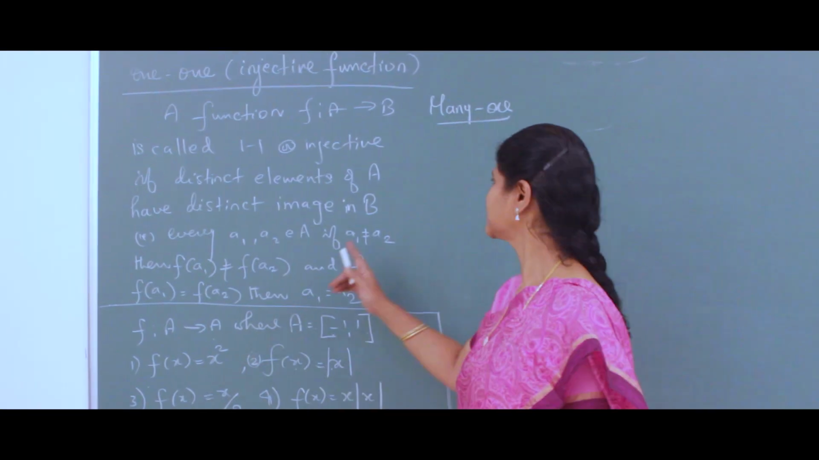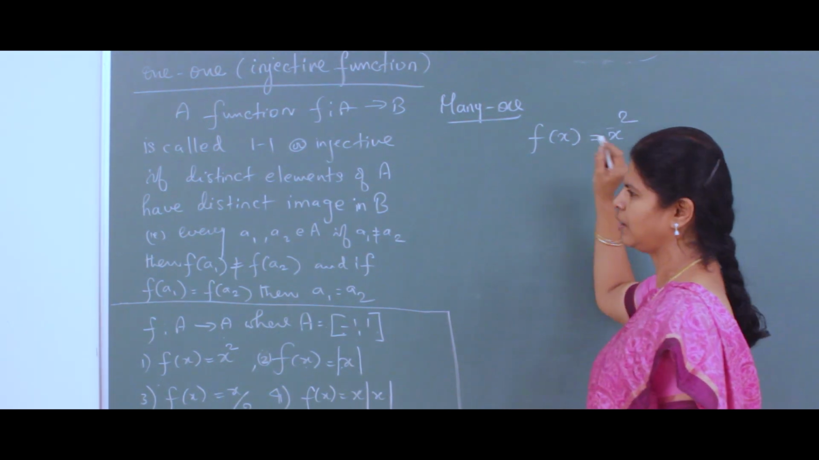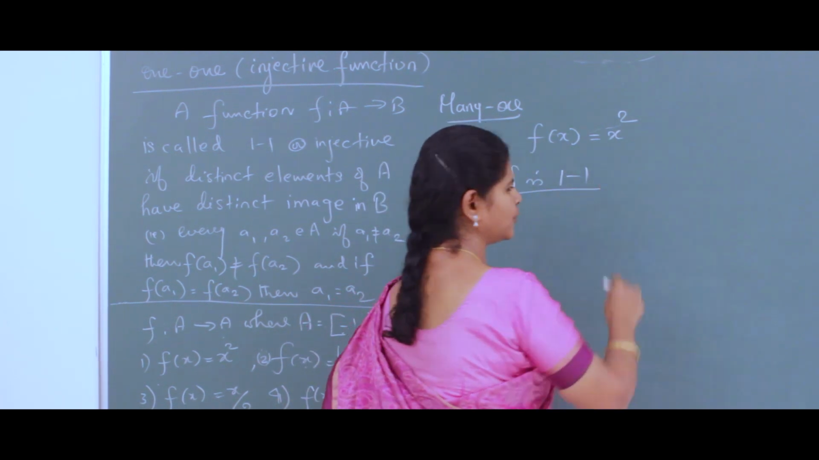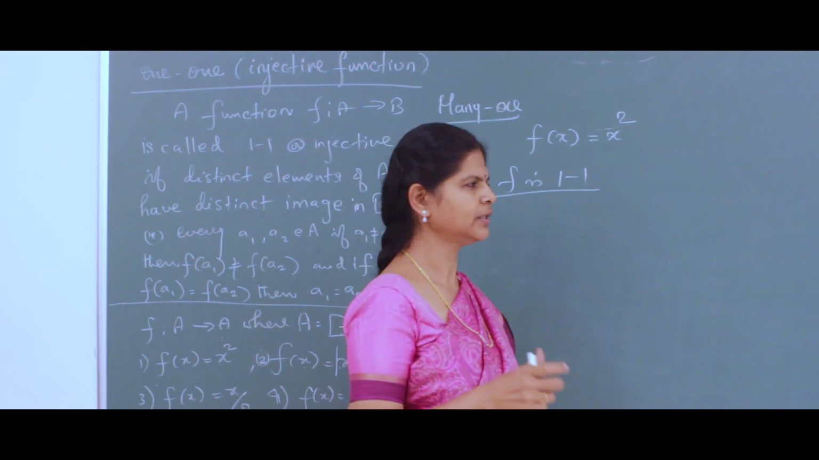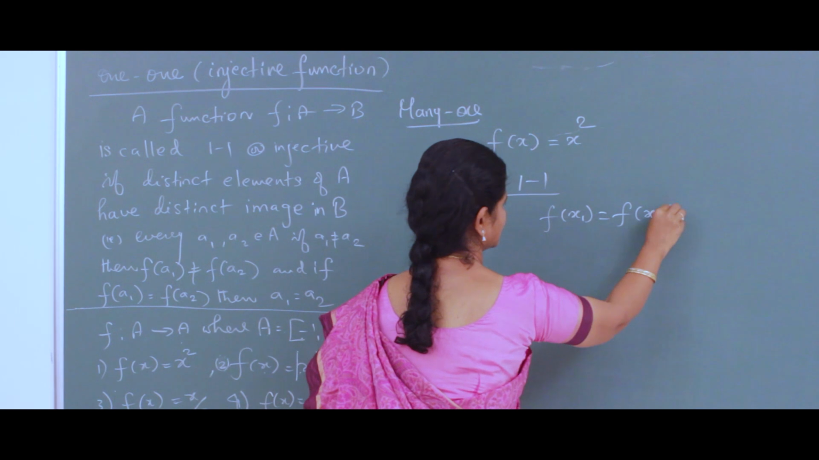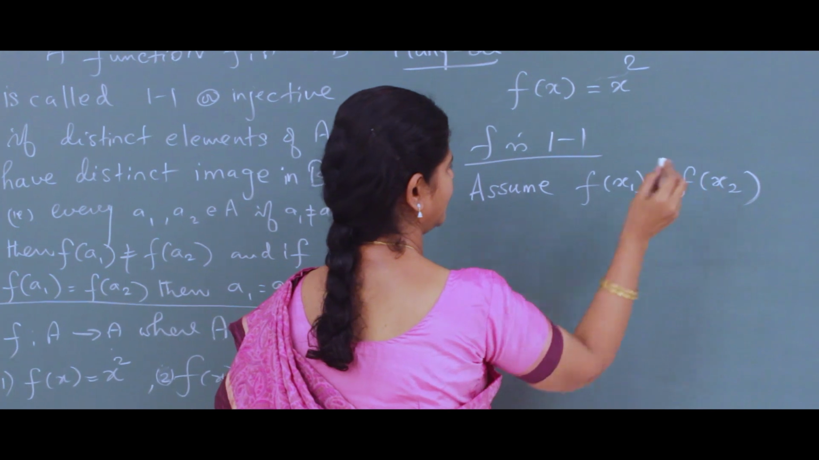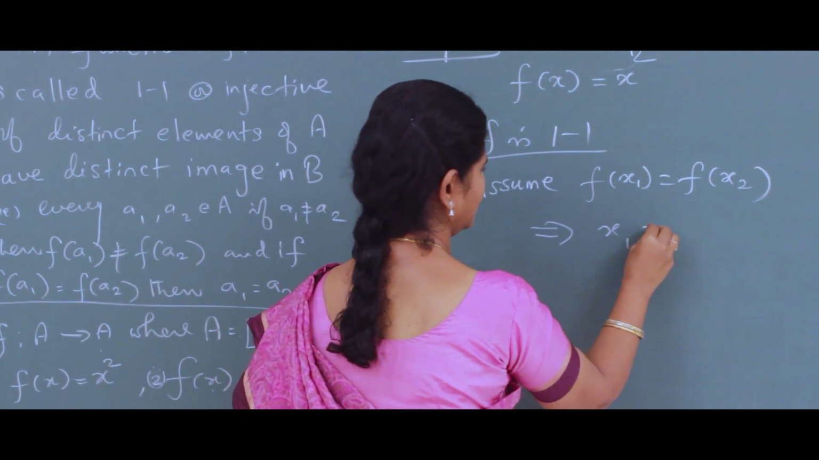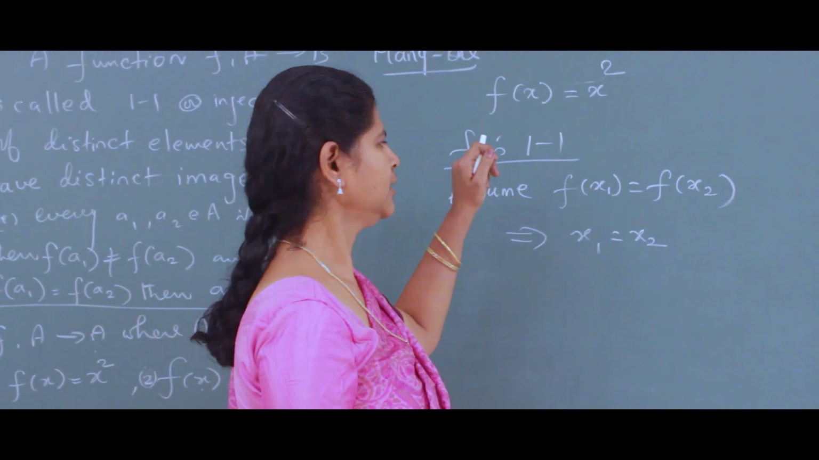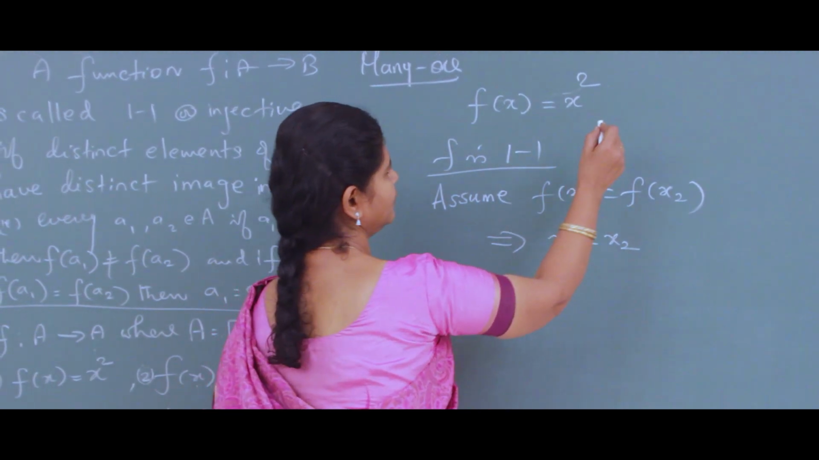First question, f of x equal to x square, you have to prove it is 1 to 1 onto. So how to prove f is 1 to 1? f is 1 to 1 என்ன prove பண்ணணும்னா, நீங்க f of x1 equal to f of x2, let us assume, okay, assume f of x1 equal to f of x2, that implies x1 equal to x2, then the function is 1 to 1.